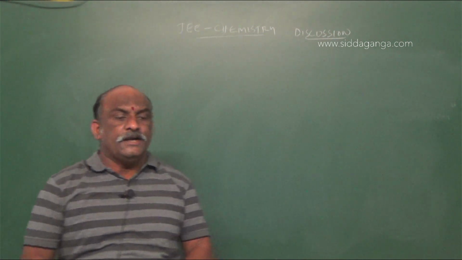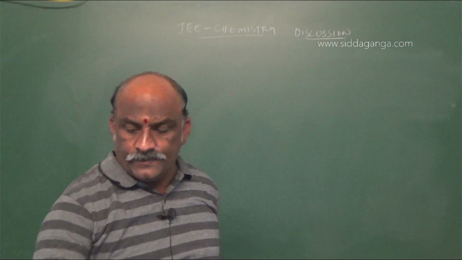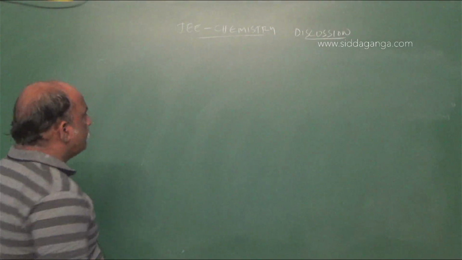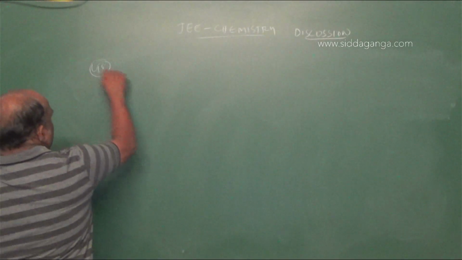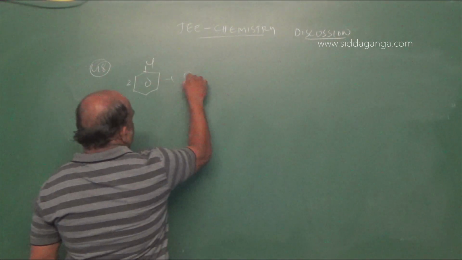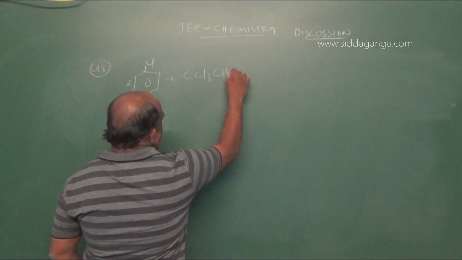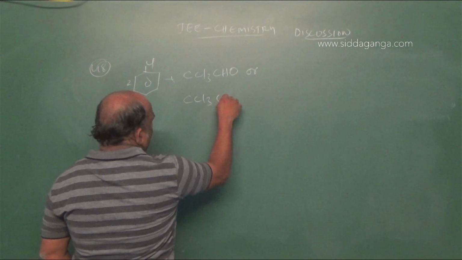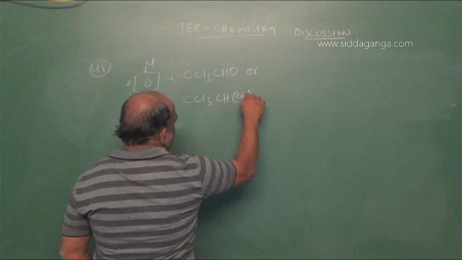48. DDT can be prepared by reacting chlorobenzene in the presence of concentrated H2SO4 with what? So this is a direct question. Two molecules of chlorobenzene are treated with CCl3CHO, or we should write CCl3CH(OH)2.